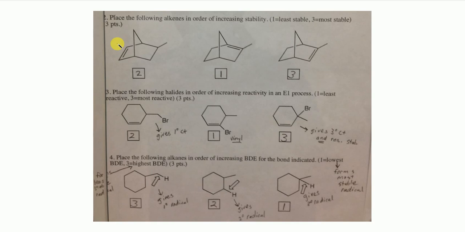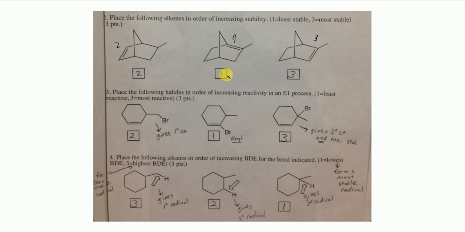Normally we just look at the substitutions on the double bond and that's it, right? But if I do look at that, I get seemingly conflicting answers. This one is a disubstituted, this one over here is a tetrasubstituted, and this one over here is a trisubstituted. Normally you would think, wow, this should be 3. Why is this 1? The reason for that is the location of the double bond.